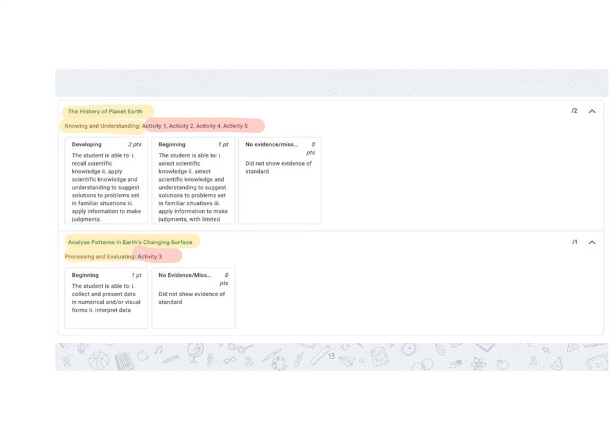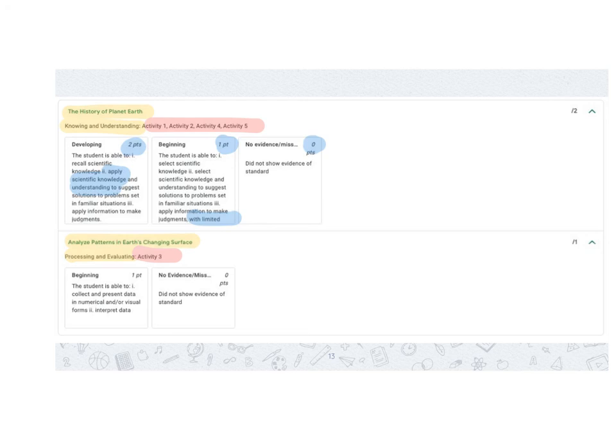Now, you'll notice that for the history of planet Earth, there are 3 potential levels here. It could go as high as level 2. So we have level 0, you didn't show any evidence of it. Level 1, you're able to do it with limited success. Level 2, you're able to do it and be fairly successful. What I mean by this is you're able to apply scientific knowledge and understanding to the history of planet Earth.